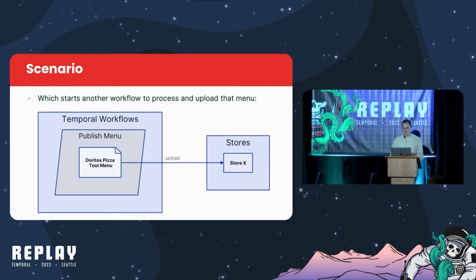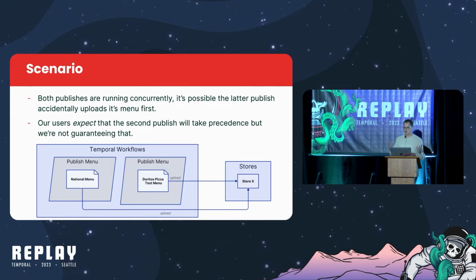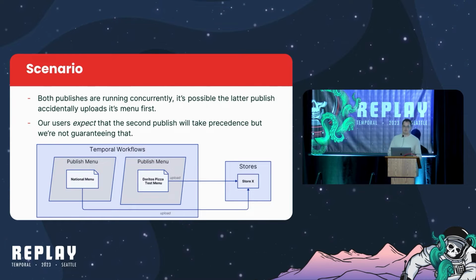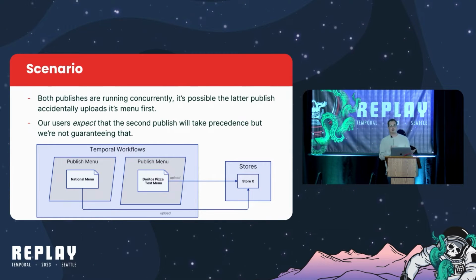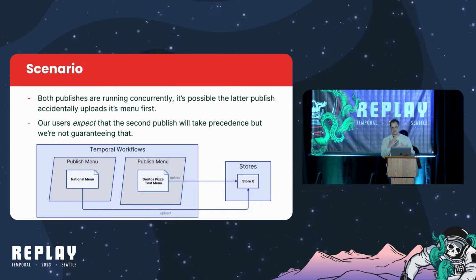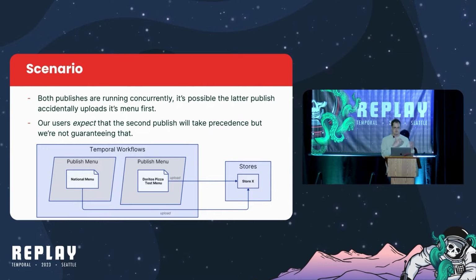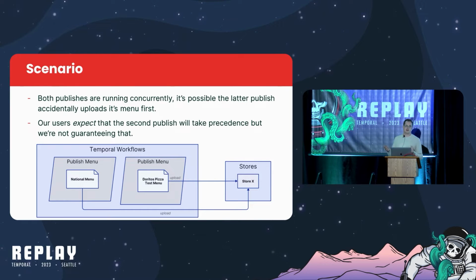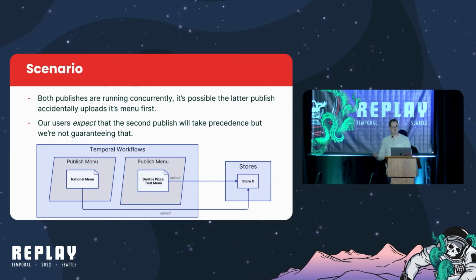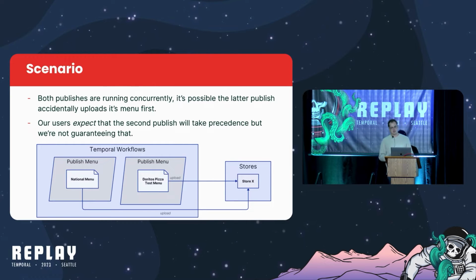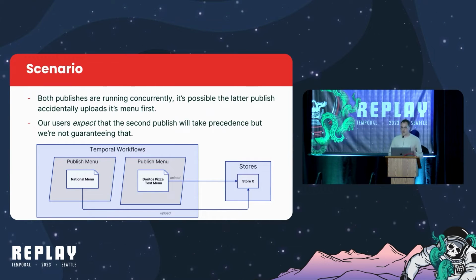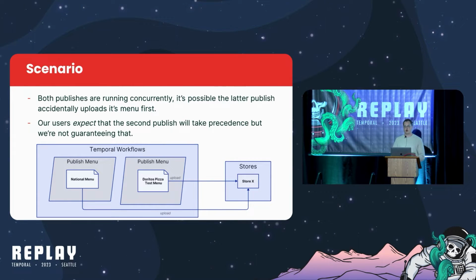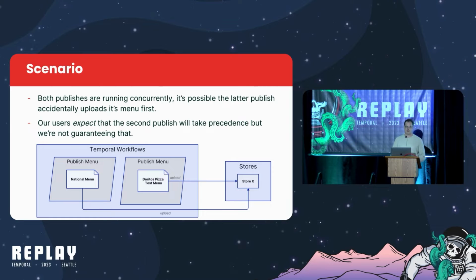So there's a Temporal workflow that's kicked off, and that means that we have these two Temporal workflows running at the same time. And it's entirely possible that the workflow we kicked off second ends up publishing its menu first and getting its menu overwritten by the first workflow execution. And that's something that our users wouldn't expect. Our users expect that the second publish takes precedence, but we aren't doing anything to guarantee that right now. So we have to do some sort of coordination to make sure that guarantee is in there. When you publish to a given store, you're going to publish in the order that those drops were kicked off in.